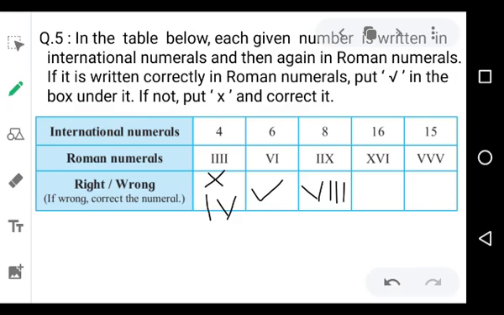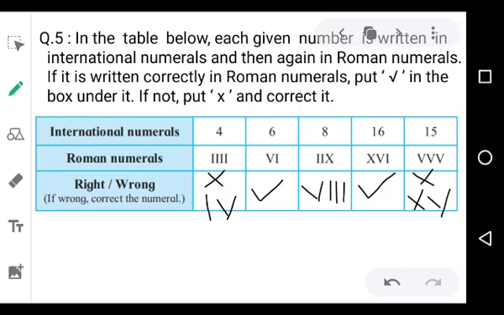Next is 16. 16 means 10 plus 5 plus 1. So it's correct. Next is 15. This is written as 3 times V. As per the rule, we cannot repeat V more than once. So it's wrong. Right is X and V.